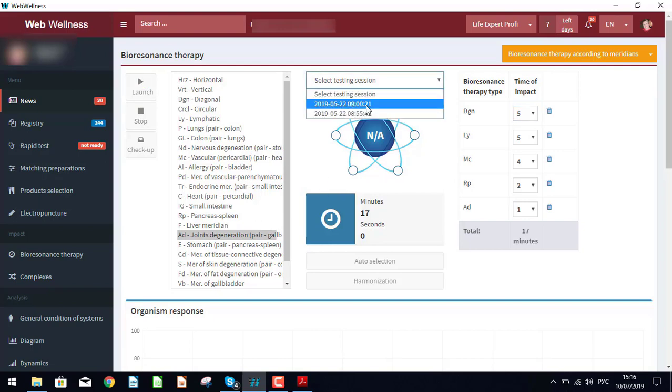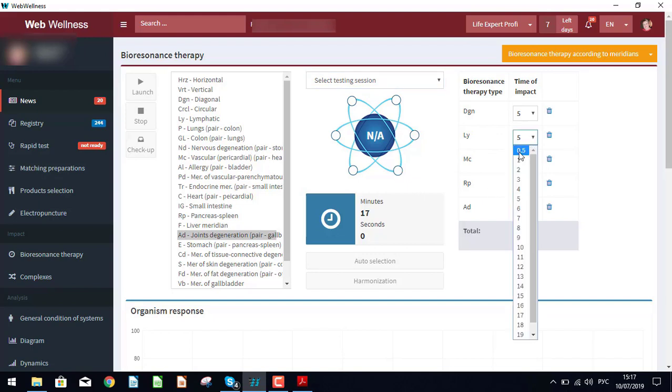Here we can choose the testing date, the one where we are going to do this measurement. And here is auto selection of bioresonance therapy or auto selection of harmonization. After watching this webinar, I suggest you do it manually, because this way you can be sure of what you choose. If you choose auto selection and you see the meridian of heart, liver or kidney, please put the prolongation to 0.5 minutes. If it's heart, liver or kidneys, everything will be explained in the webinar.